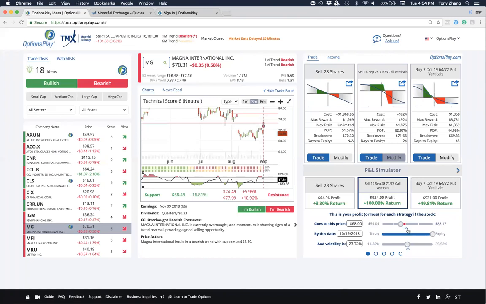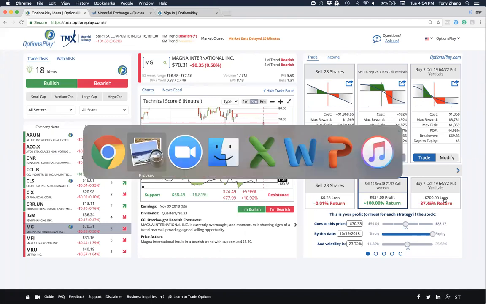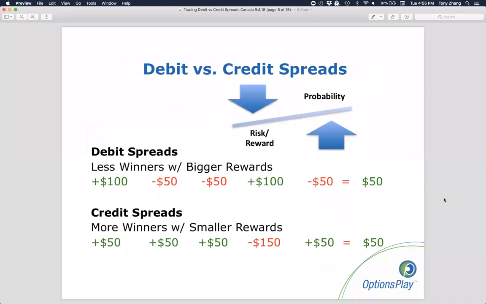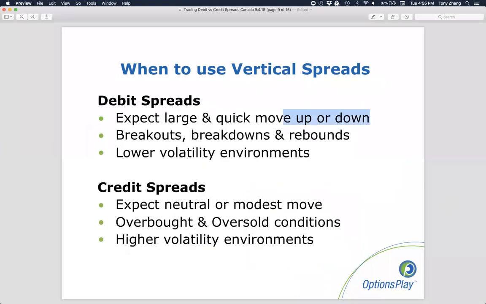If you're looking at a small move, you might see that these two trades are virtually identical. But let's back up. What happens if MGM just stays exactly where it is? What happens if at expiration the stock stays at around $70.33? As you can see, if you had sold the credit spread, you make the $924 profit, but if you had bought the debit spread, you actually lose $700. So again, when we talked about whether you should trade debit versus credit spreads, debit spreads are only good when you expect a large, quick move. Credit spreads are good if you expect a neutral or modest move.